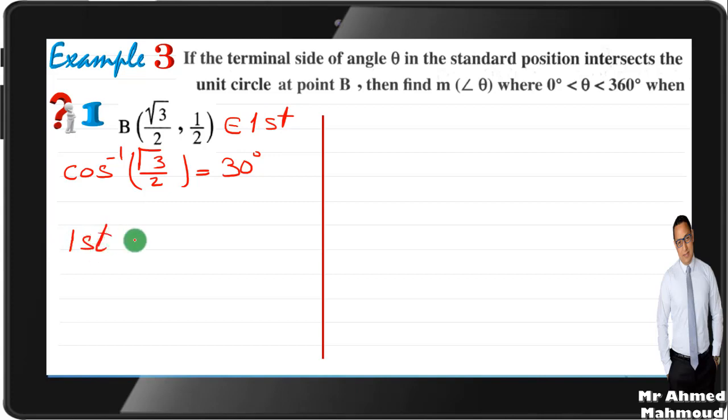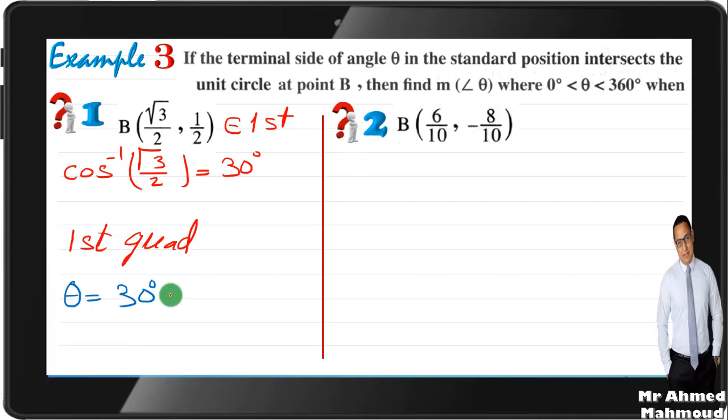Here this point B belongs to the first quad, so in the first quad, theta equal the smallest measurement, which equals 30 degrees. Okay, the next one. Here this point x is positive, y is negative. This point belongs to the fourth quadrant.